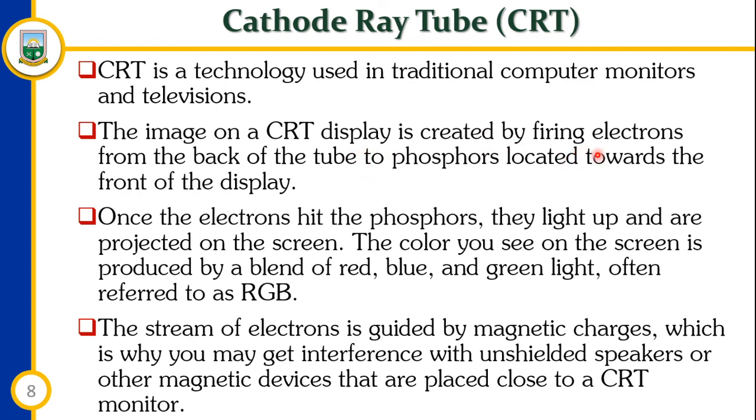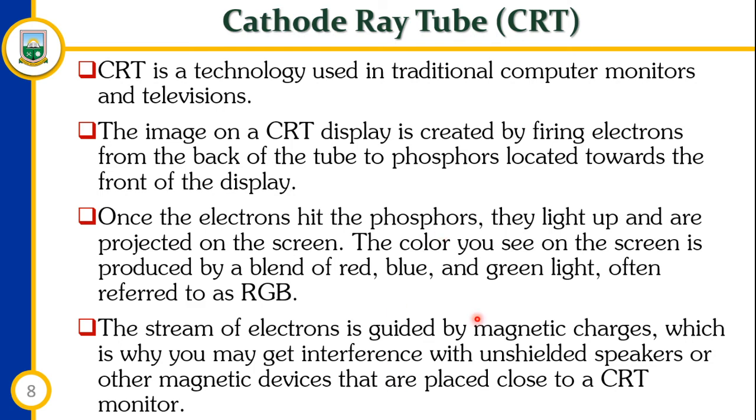Now the image on the cathode ray tube display is created by firing electron guns from the back of the tubes to some sort of phosphorus coated lining towards the front of the display. I will show a graphical representation of that. So once we have the electrons which have been fired from the back of the tube, the electrons are deflected or moved in such a way that they hit the phosphorus that is on the screen of the cathode ray tube. So upon hitting it, they light up and are projected on the screen.